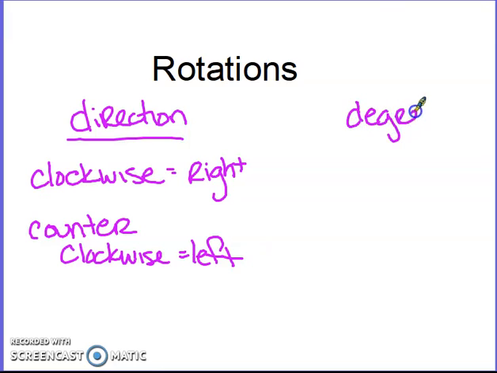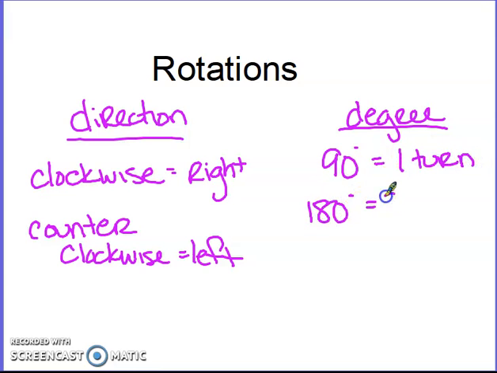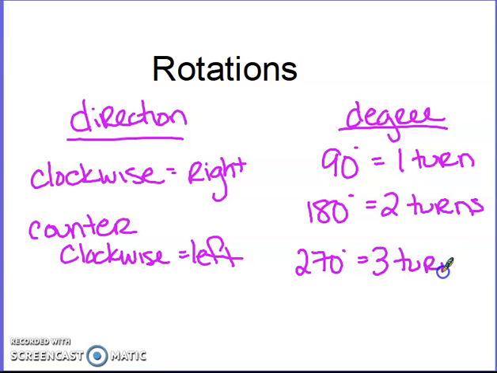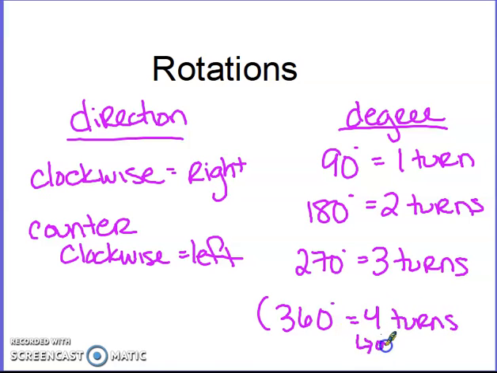Now, your degree tells you how many times. If we have 90 degrees, it's going to be one turn. If we have 180 degrees, it is going to be two turns. If we have 270 degrees, it is going to be three turns. Now, technically, 360 degrees is four turns, but the four turns do take you back to your original picture, so you won't see them say rotate it 360 degrees. The common ones to see are 90 degrees, 180 degrees, and 270 degrees.